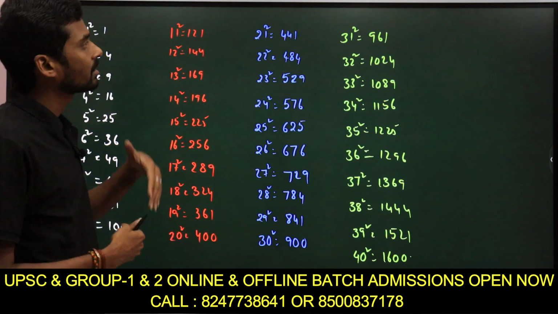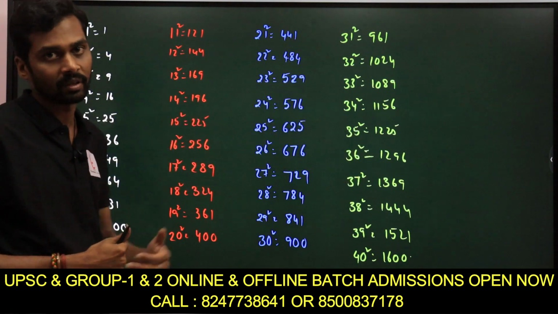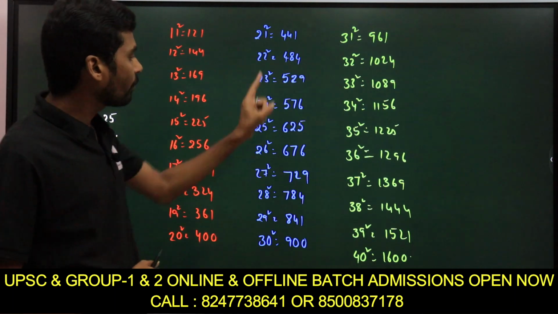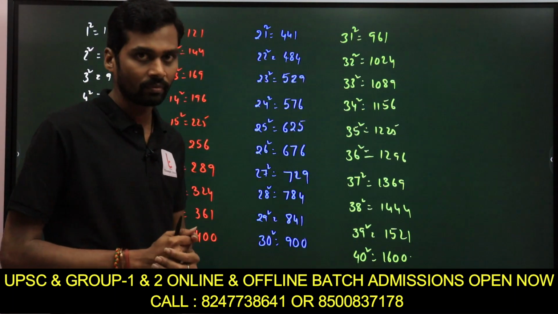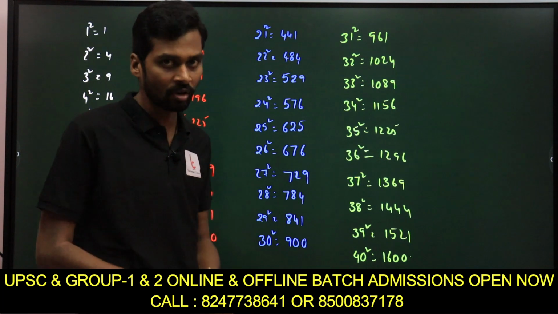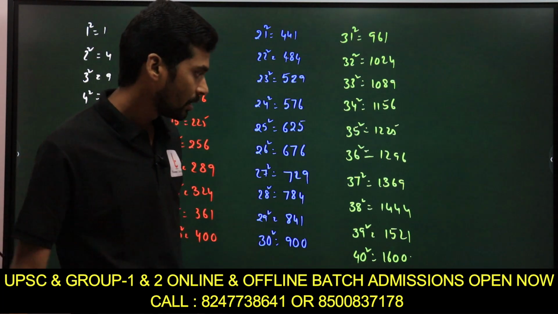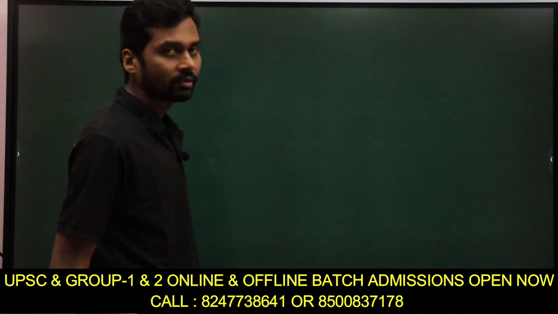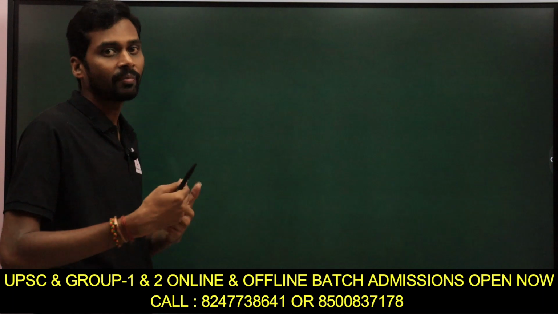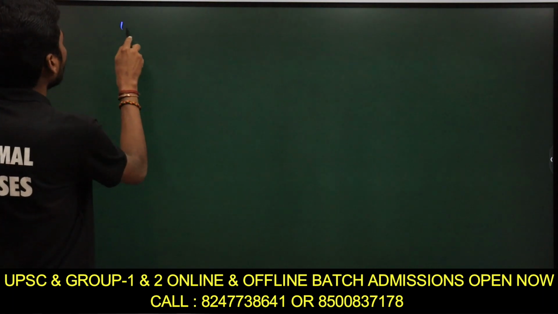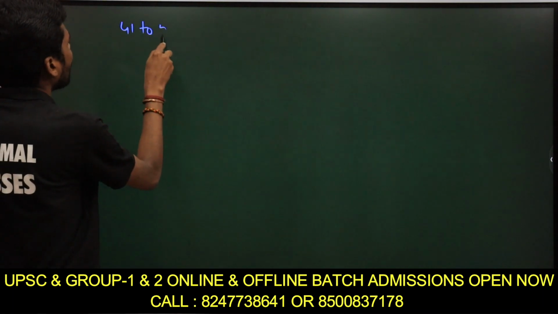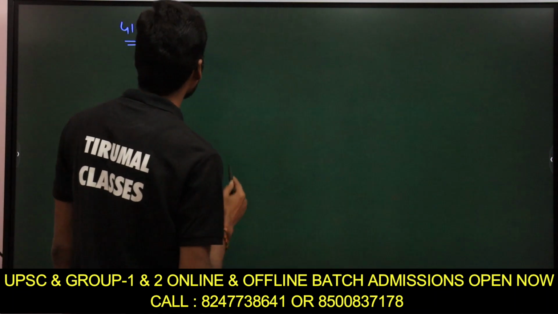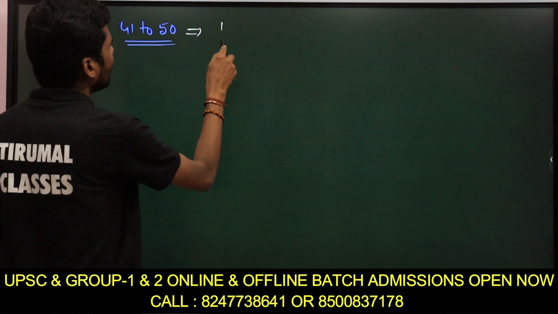So how do you find out the square numbers? 1 to 30 is mandatory, and if you can remember 31 to 40, that is very good. From there onwards I will help you find out the square numbers. So I have the numbers from 1 to 40. Now we'll look at the different logics for the remaining numbers. Let's look at the numbers from 41 to 50. How do you find out the square of numbers from 41 to 50?